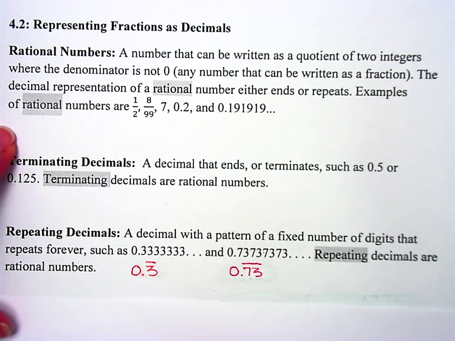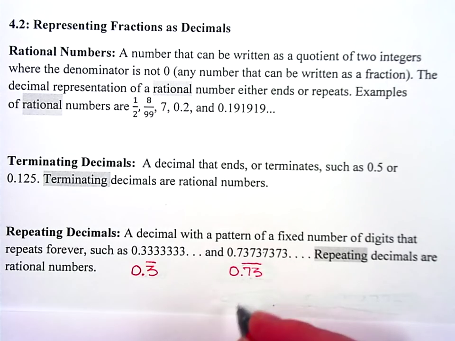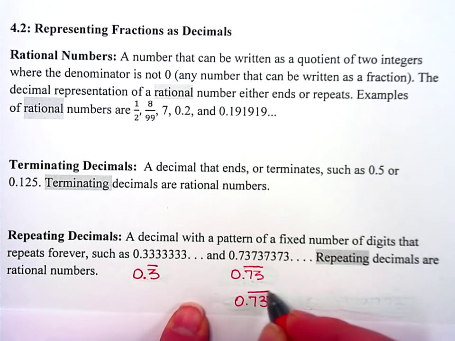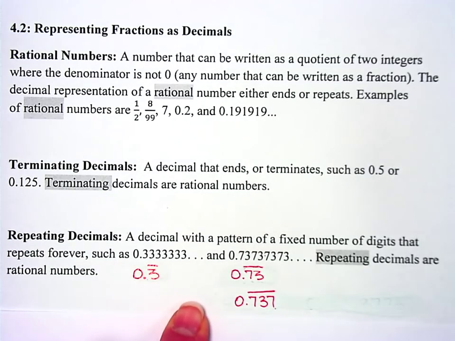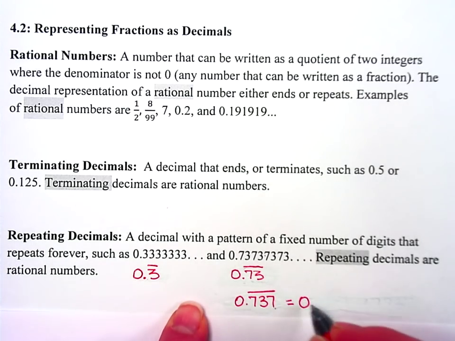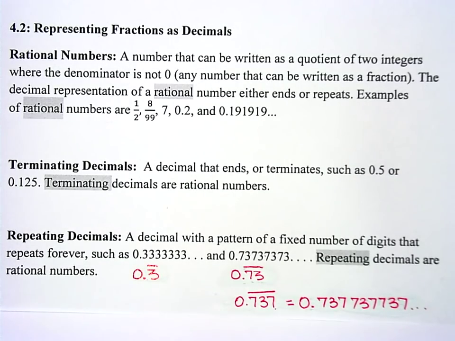What we have to be careful about here is how far we put that repeating bar. Because if I write 0.737 and I put the repeating bar above all three digits, this number is quite different from that one. This one would mean that 737 repeats, so it would be 737, 737, and so on, which is not the same as the number that we have there. So you just need to be careful.